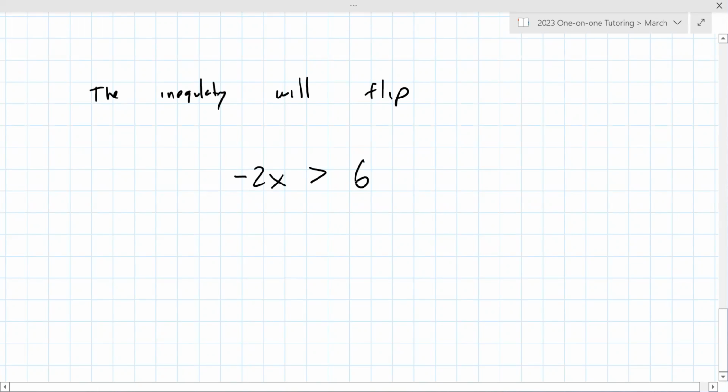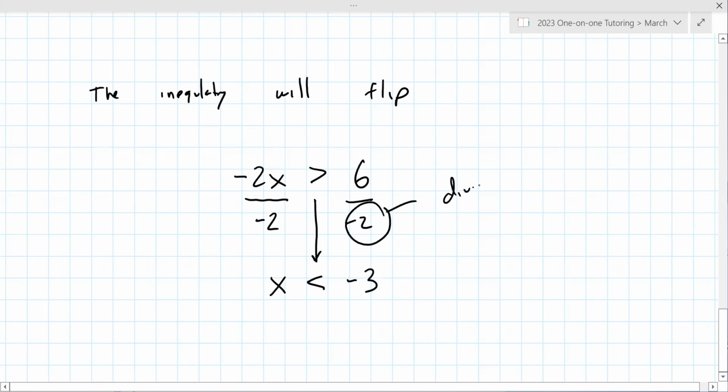While this number is negative, it's multiplying x, right? You have to divide by that number. You have to divide by -2. So this becomes x less than -3. It flips because you are dividing by a negative. You have to ask yourself that question: am I dividing by a negative? Am I multiplying by a negative?